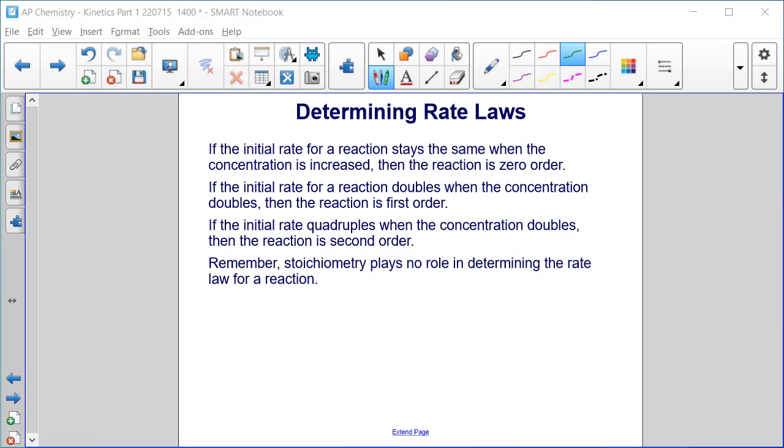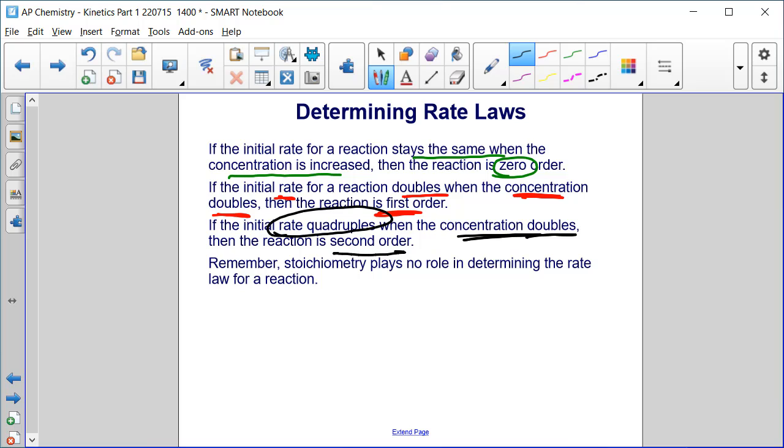If the initial rate for a reaction stays the same when the concentration is increased, then the reaction is zero order. So if we increase the concentration of a reactant and there's no change in the rate, we would call that reaction zero order. If we double the concentration and then the rate also doubles, we would call that first order. If we double the concentration and the rate quadruples, we would call that second order. Remember, stoichiometry plays no role in determining the rate law for a reaction. These things are all done experimentally.